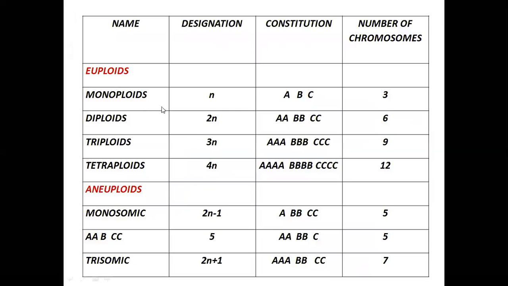This is just to understand exactly what we have seen so far. We have a name, designation, constitution, and number of chromosomes. We are classifying this into euploids and aneuploids. Monoploids means a single set that can be represented with n, and A, B, C here stand for the types of chromosomes.